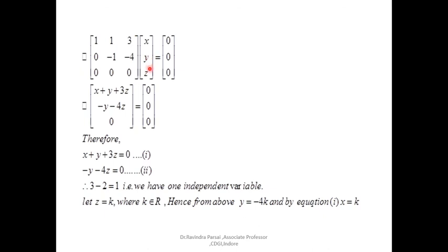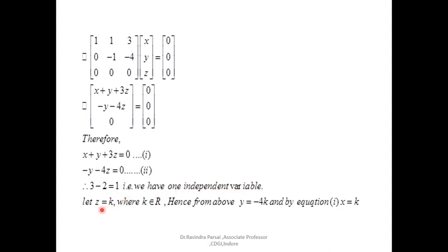Now you multiply this matrix: x plus y plus 3z, minus y minus 4z, and the last is 0. Now you write in algebraic form: x plus y plus 3z equal to 0, minus y minus 4z equal to 0. Now you have to find how many variables are independent. The method is the same. The number of unknowns is 3, and the number of equations from this echelon form is 2. So 3 minus 2 equals 1. Here also we have one independent variable.